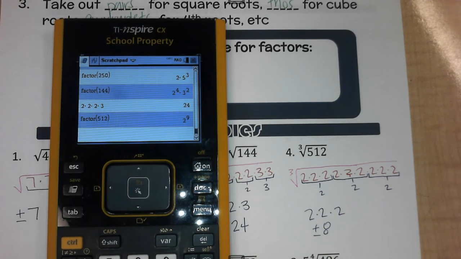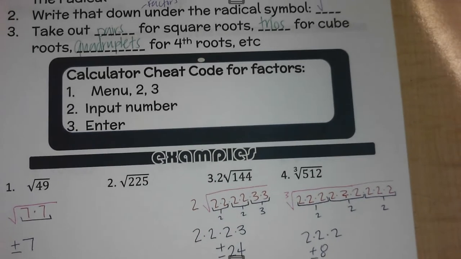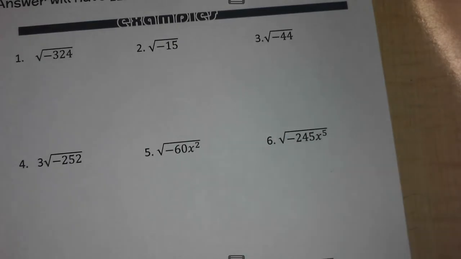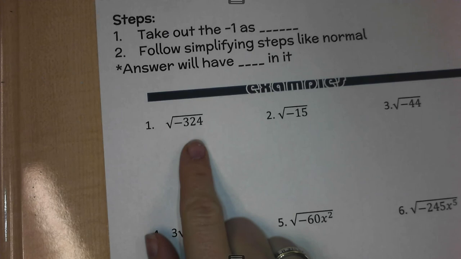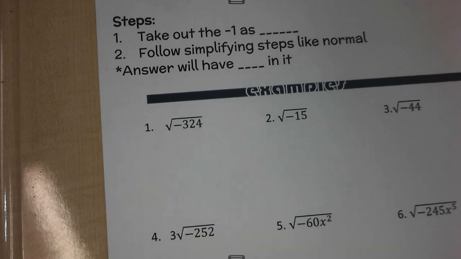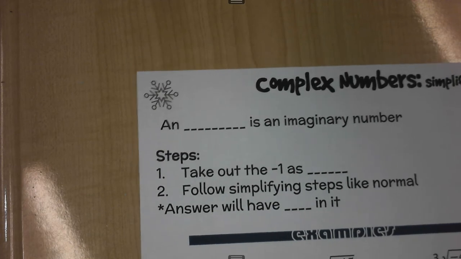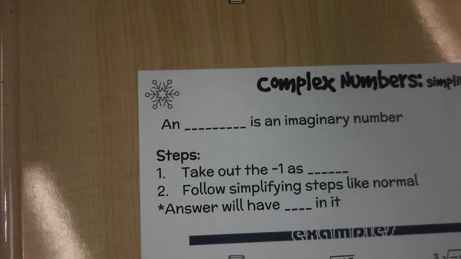All right. Moving on. To make it just a tad more complicated, we're going to be asked to simplify with a negative underneath the radical. So, what does that mean? It means we're going to be having some imaginary numbers.